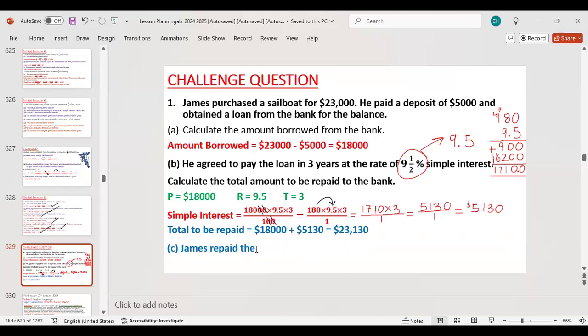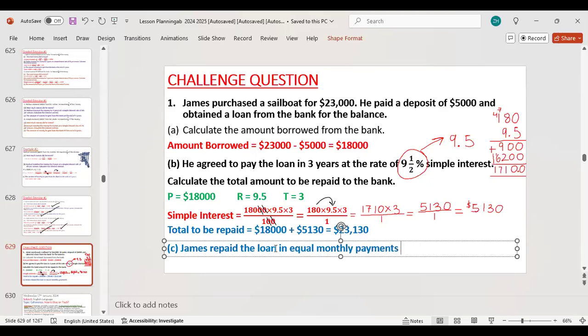James repaid the loan in equal monthly payments. Calculate his monthly payments.